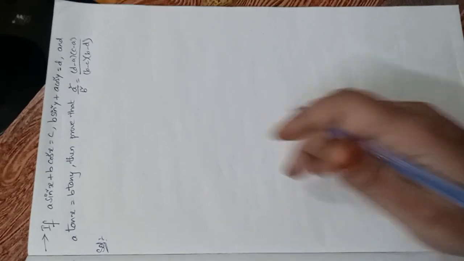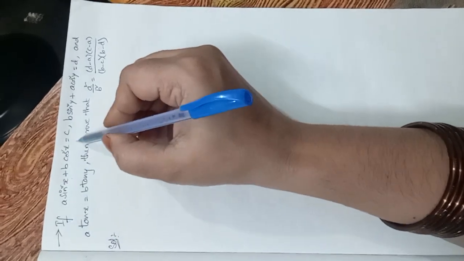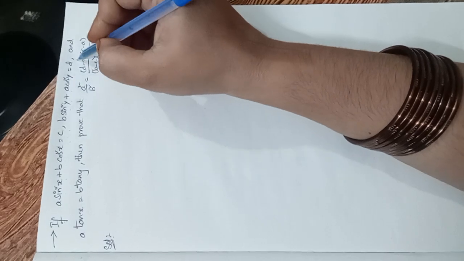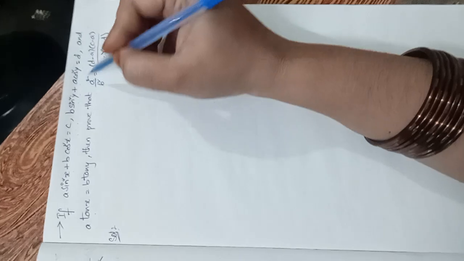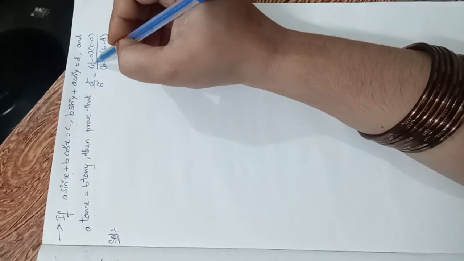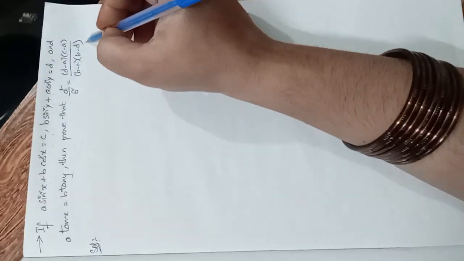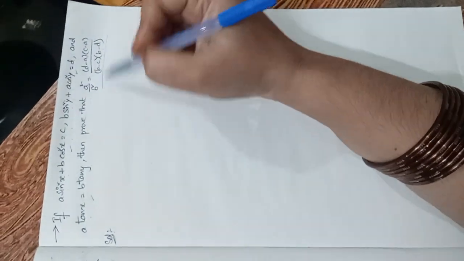Hello everyone. In this video, I'm going to solve a problem from trigonometry. That is, if a sin²x + b cos²x = c, b sin²y + a cos²y = d, and a tan x = b tan y, then prove that a²/b² = (d − a)(c − a) / ((b − c)(b − d)). Okay, so from these given, we have to prove this, no?